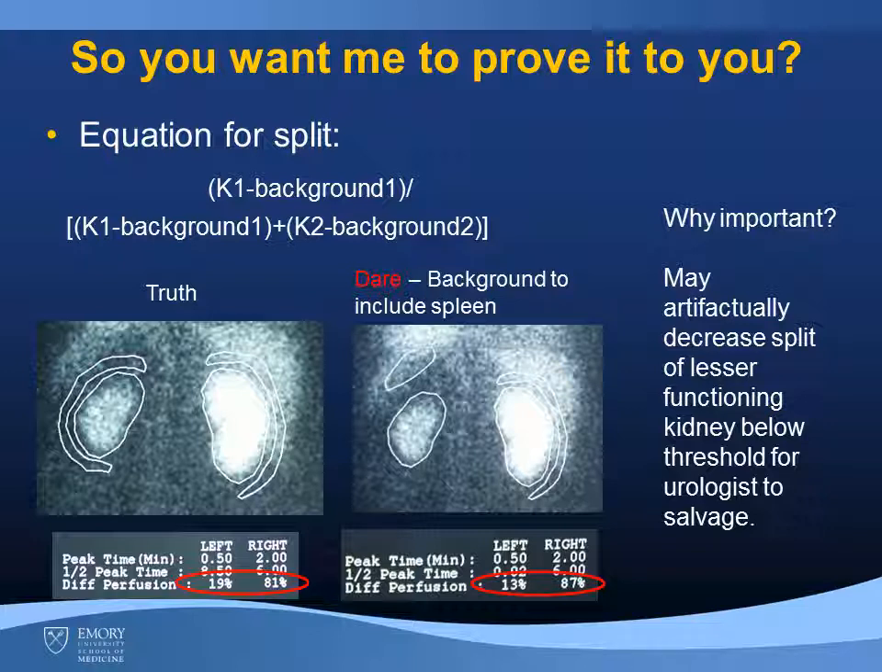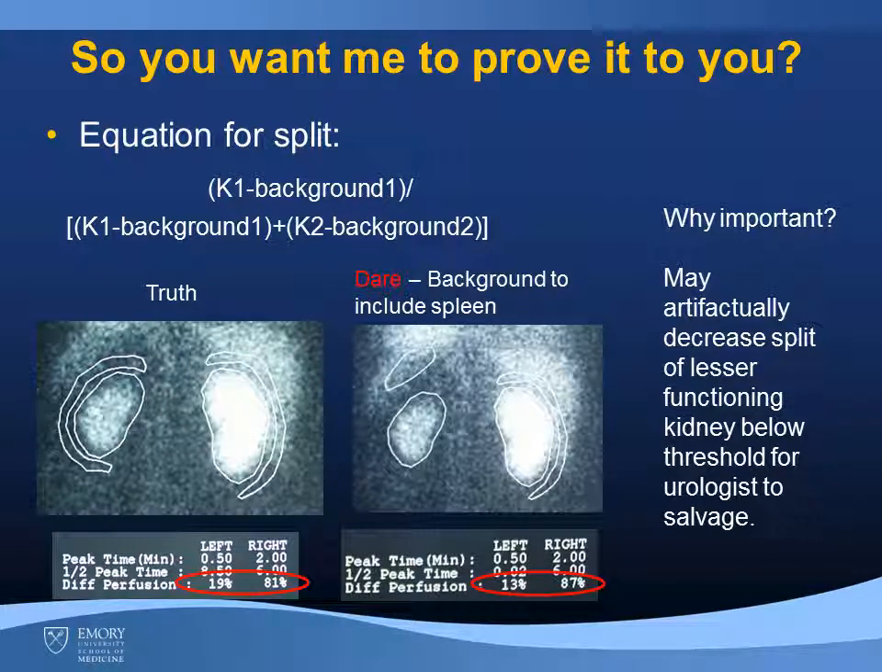So, just think about it. If you spuriously elevate that background 1, it will decrease the numerator, which will decrease the split function. So here, for example, is a well-drawn region of interest in a study with good backgrounds. Now, this background happens to overlap the liver a little bit, but it seems that the kidney does as well. So the actual split function is 19% on the left and 81% on the right. Remember, we are imaging posteriorly, so left will be to your left and right will be to your right.